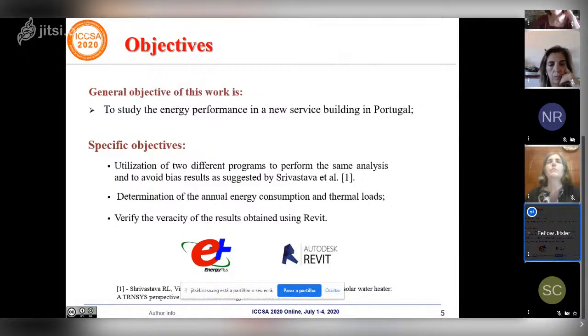This is an important work to provide answers to very specific questions during design of the new service building, since with building energy simulation tools, we can predict the energy performance and evaluate the influence of some key variables in an easy and fast way.